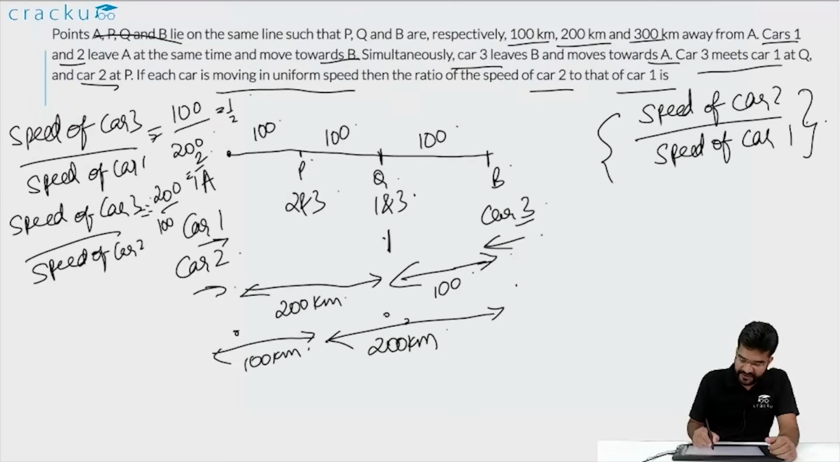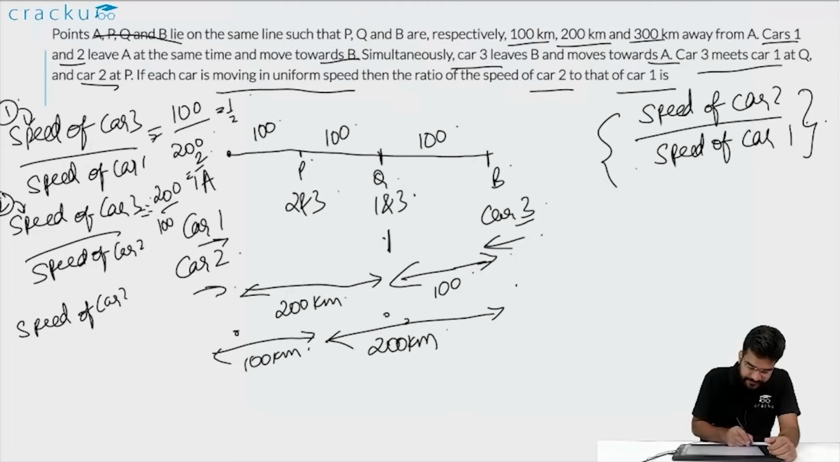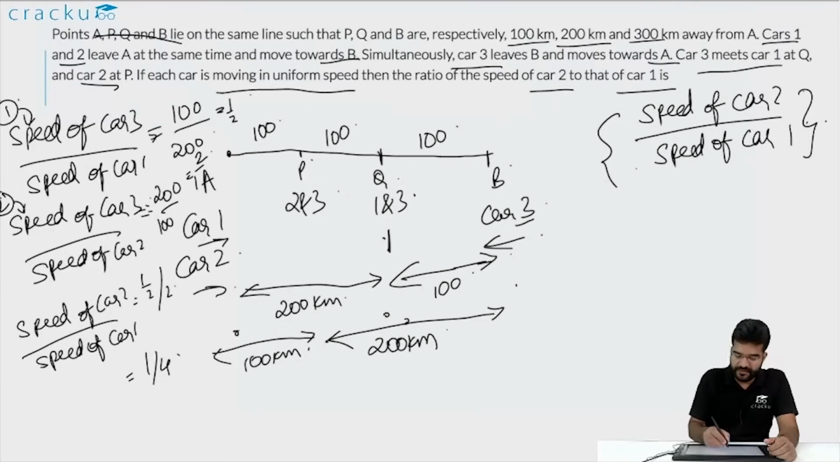Now what are we required to find out? We are required to find out speed of car 2 by speed of car 1. So what we will do is divide the first equation by the second equation. This way we are cancelling off speed of car 3. So speed of car 2 by speed of car 1 is equal to 1 by 2 whole divided by 2, which is equal to 1 by 4. Therefore, the required ratio is 1:4.